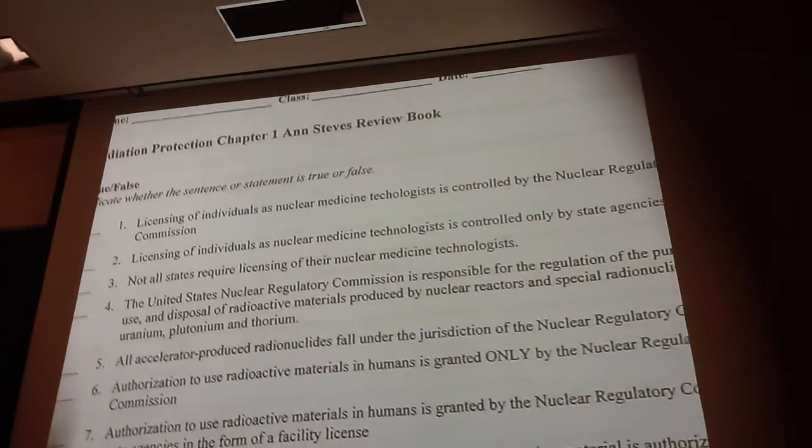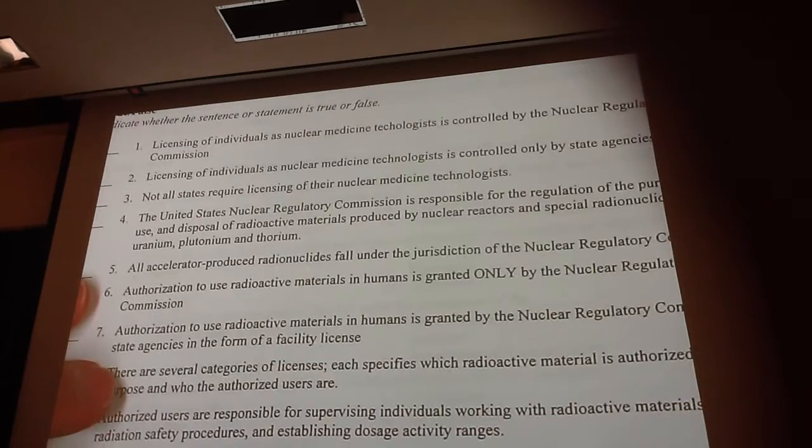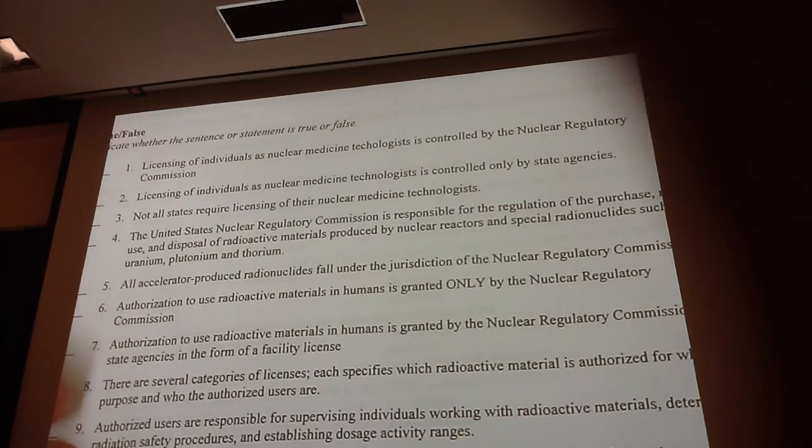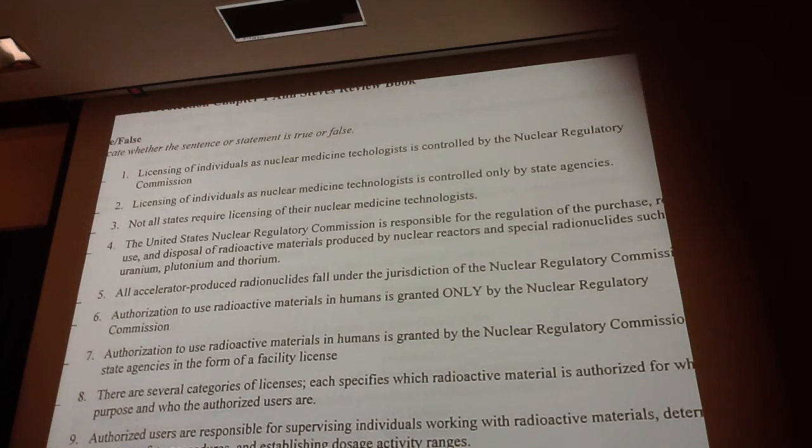But just out of curiosity, this one is more geared towards the board exams. So on these true and false questions: the licensing of individuals is controlled by the NRC. Mr. Viet's saying no. Ashley, what do you think? False. The state licenses individuals. The NRC licenses facilities. Okay.